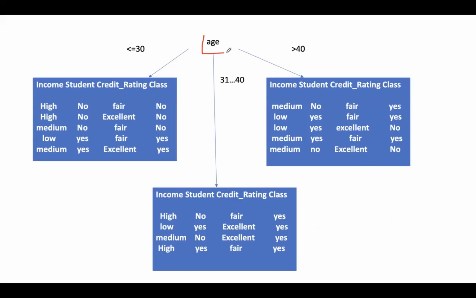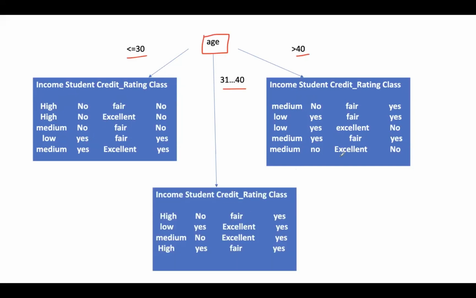This is the representation after calculating the gain for all the attributes. Age is taken as the root node, and in age we have 3 categories: less than or equal to 30, 31 to 40, and greater than 40. We have divided the data set of 14 observations into 3 categories like this. Less than or equal to 30, we have 5; between 31 and 40, 4; and greater than 40, we have 5 examples.